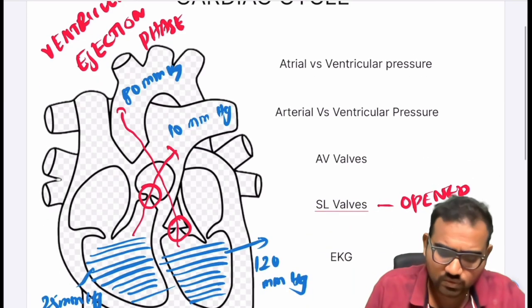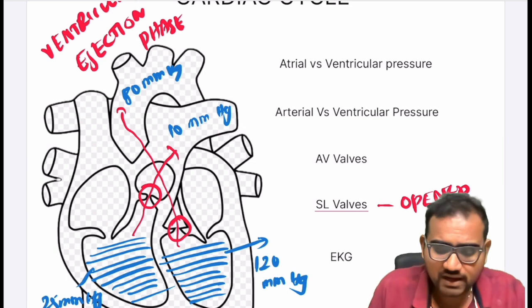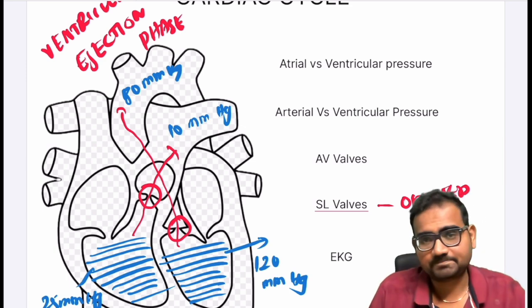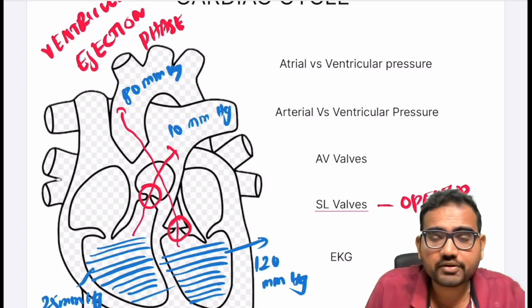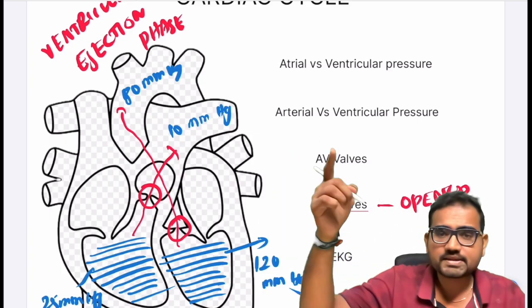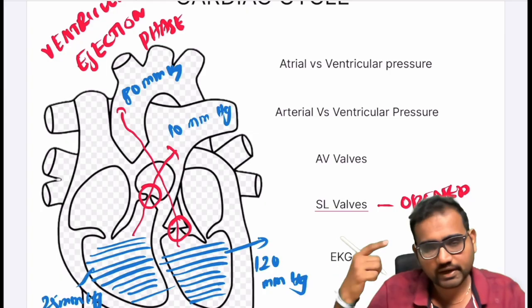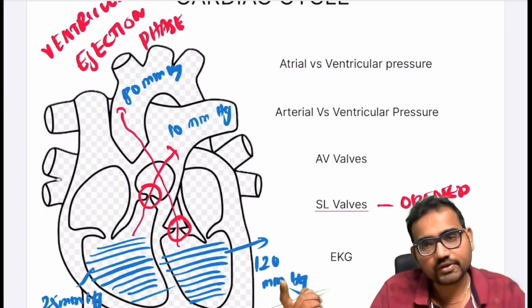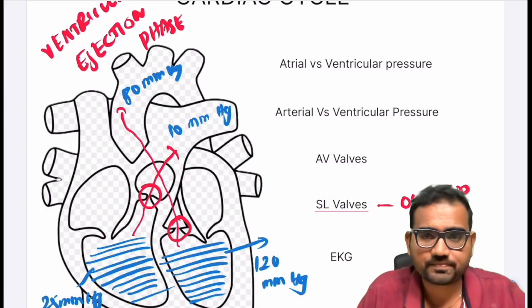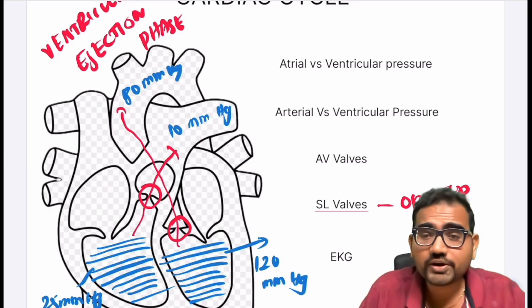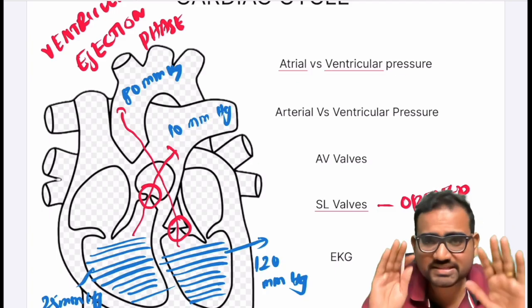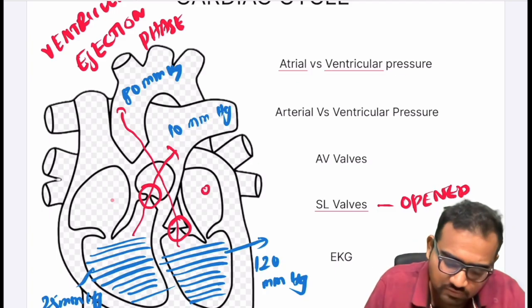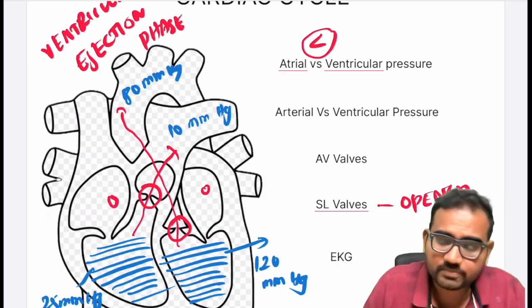Right, so now what happens? The valves get opened. The blood enters from the right ventricle into the pulmonary arteries, and from the left ventricle into the aortic arch. So you are going to tell me what is happening in this ventricular ejection phase. What happens to the atrial and the ventricular pressure? Atrial pressure is still near 0, so it is less than the ventricular pressure.